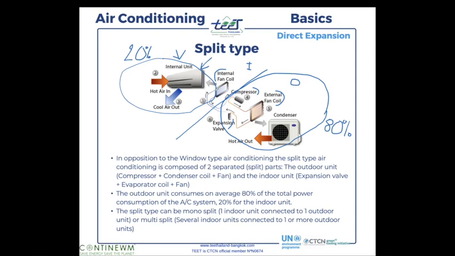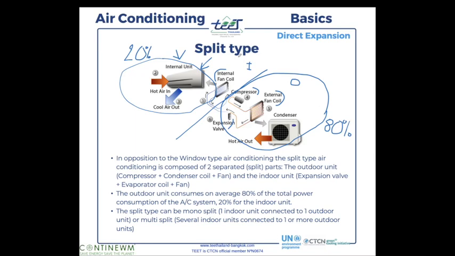Something else that is also important, just to have a generic idea about how it can be installed. You can have one compressor condenser for one indoor unit. This is what we call monosplit. Or you can have one compressor condenser unit that brings the refrigerant fluid into multiple indoor units, okay?